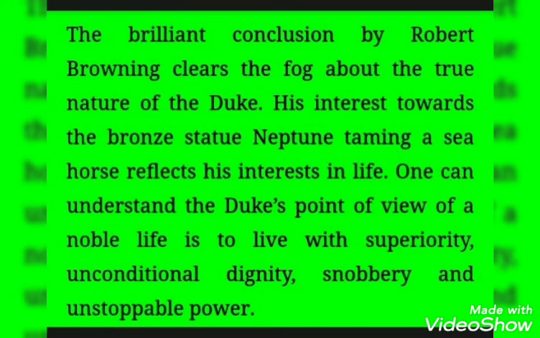The brilliant conclusion by Robert Browning clears the fog about the true nature of the Duke. His interest towards the bronze statue, Neptune taming a sea horse, reflects his interest in life. One can understand the Duke's point of view of a noble life is to live with superiority, unconditional dignity, snobbery, and unstoppable power. Thus, we come to the end of the video.